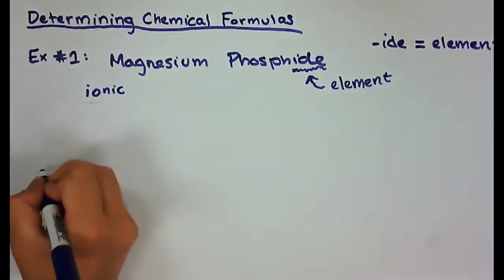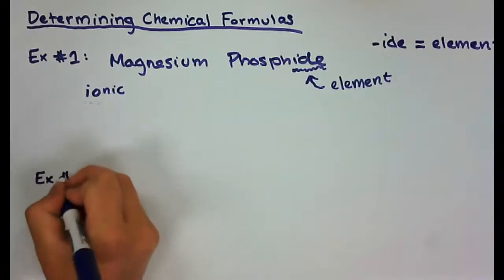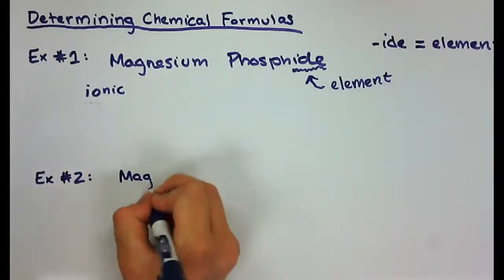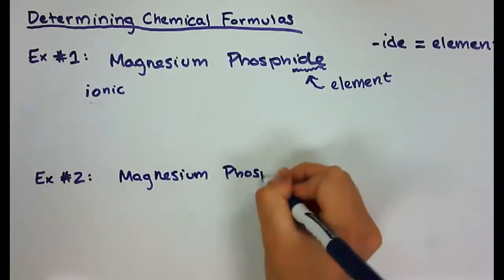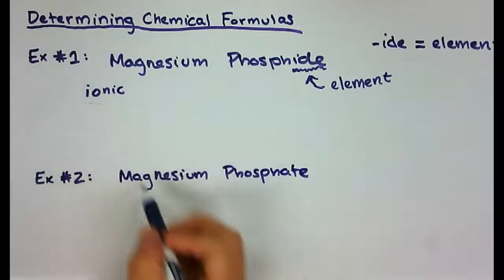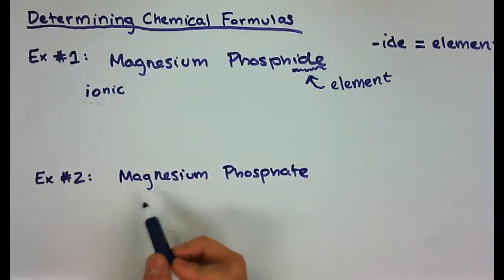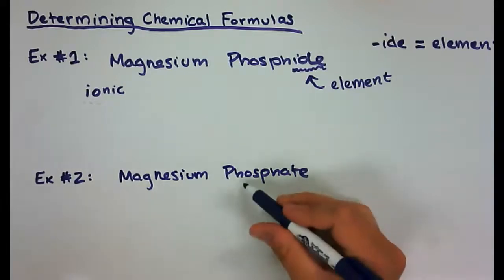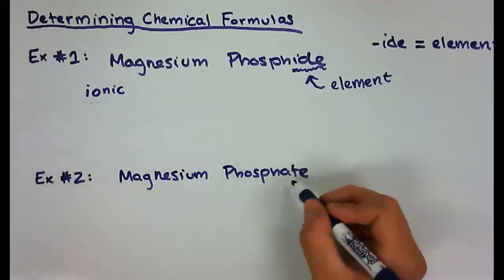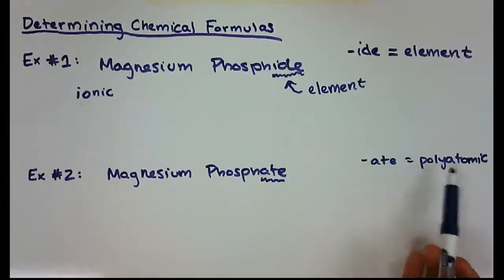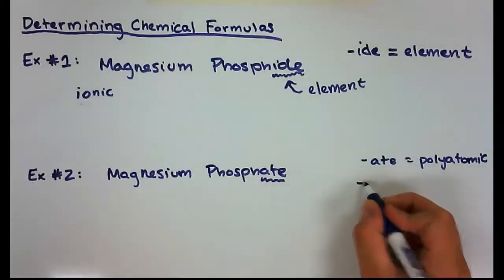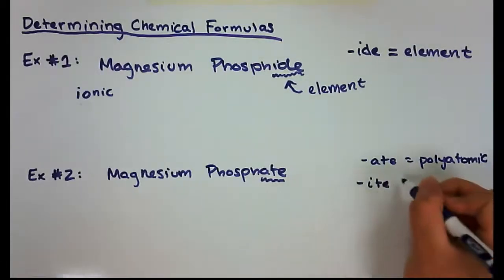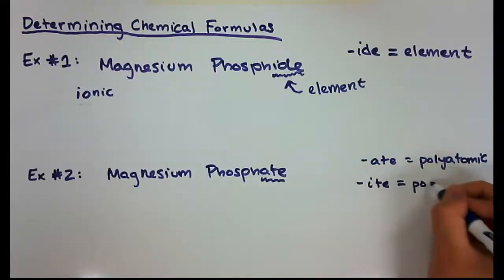If we look at another example real quick, let's say magnesium phosphate. We still have an ionic compound here because we have magnesium, which is a metal, but instead of ending in "ide", this ends in "ate", which indicates to us that it's a polyatomic ion. The other ending that would indicate a polyatomic ion is "ite". ITE also indicates a polyatomic ion.